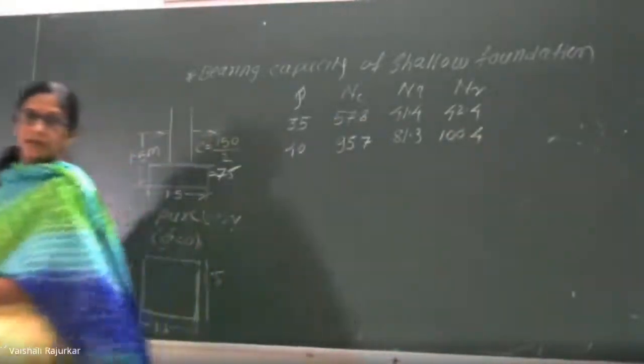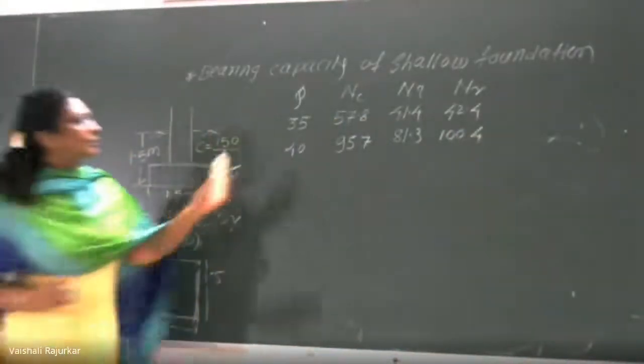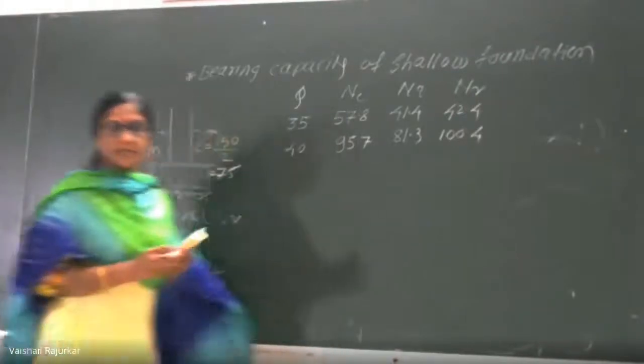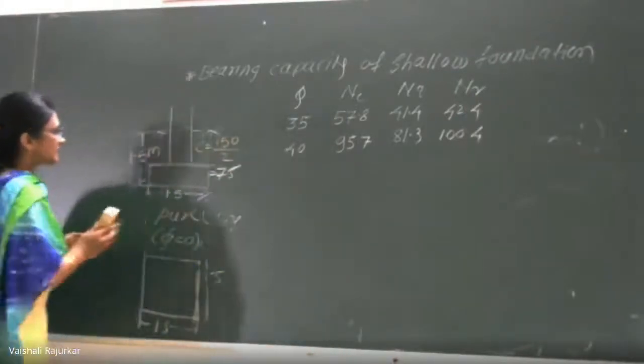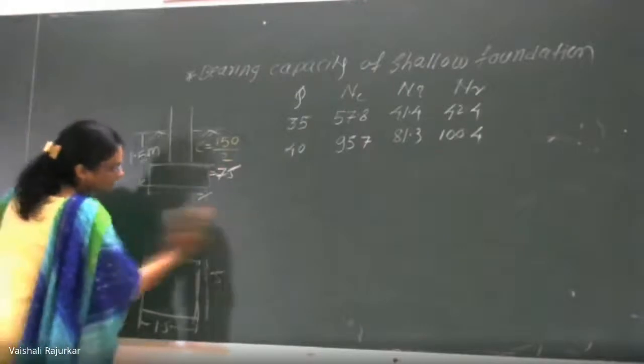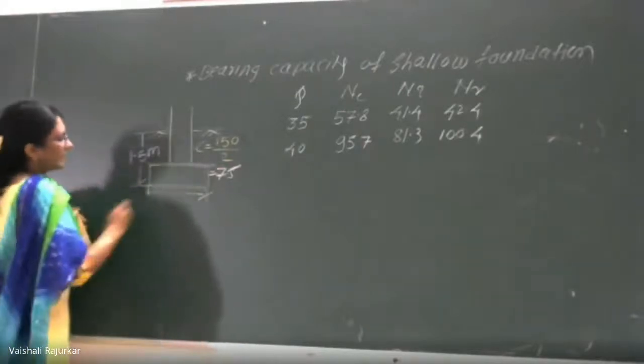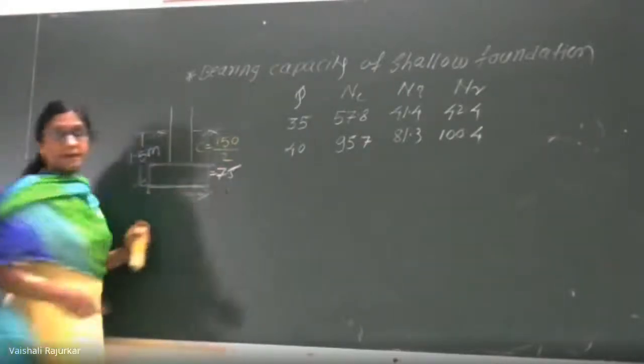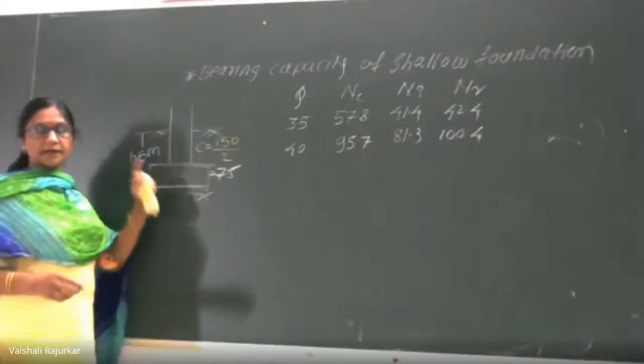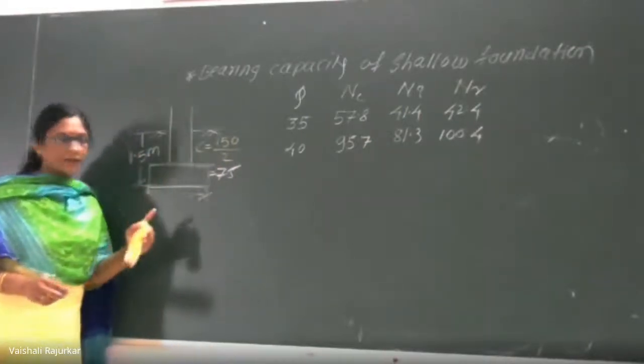Now, here, which type of foundation is given? The foundation is given as a circular foundation. So the problem is entirely different in this case. In the previous one, there was a pure clay. If pure clay is there, the phi value is taken as 0.